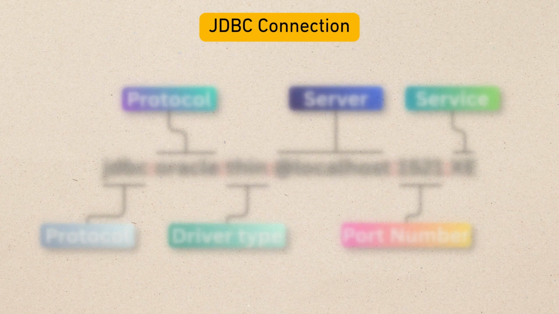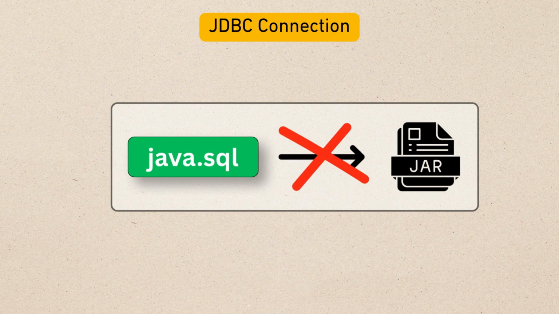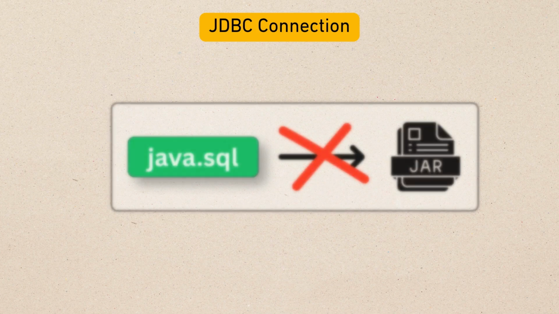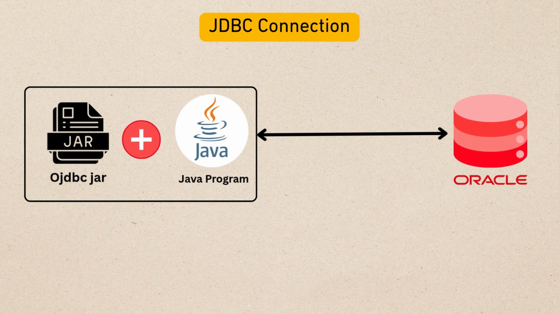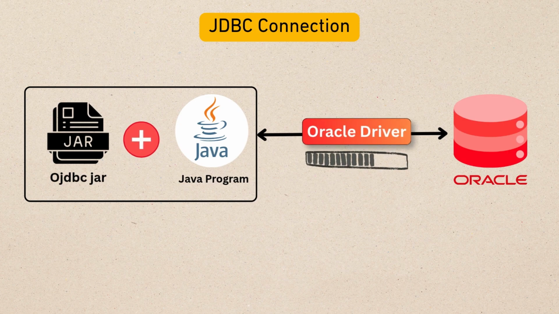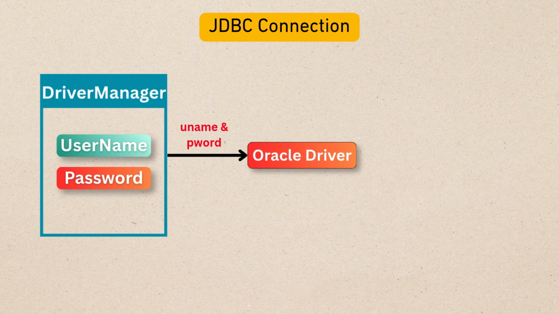Based on the URL, the DriverManager understands that it has to use the Oracle driver. Since the java.sql package does not contain the Oracle driver, we must add the driver externally to the class path. We have to add the OJDBC jar file to the class path to add the Oracle driver. Now the DriverManager loads the Oracle driver, and after that we provide the username and password. The DriverManager passes these details to the driver, and the driver communicates with the database.